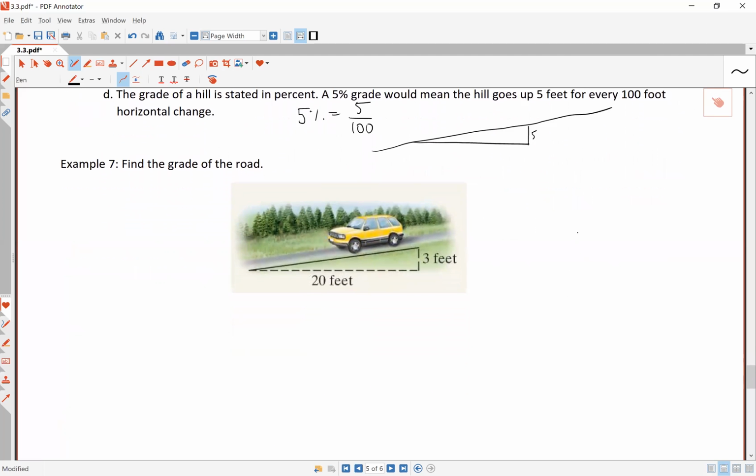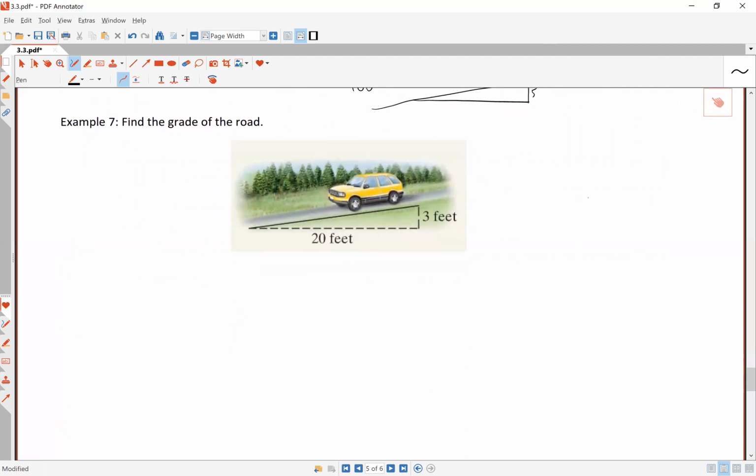Example 7, find the grade of this road. We see that the rise is 3 feet for a run of 20 feet. So the slope is 3, which is the rise, over 20, which is the run. The grade is always stated as a percent. And so 3 out of 20, if we write this out of 100, times 5 over 5, that would be 15 out of 100, or a 15% grade.